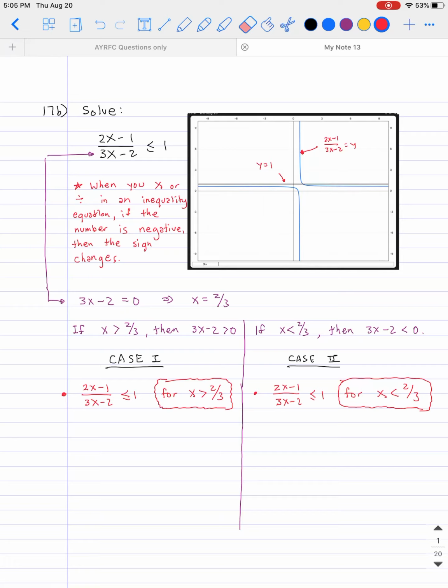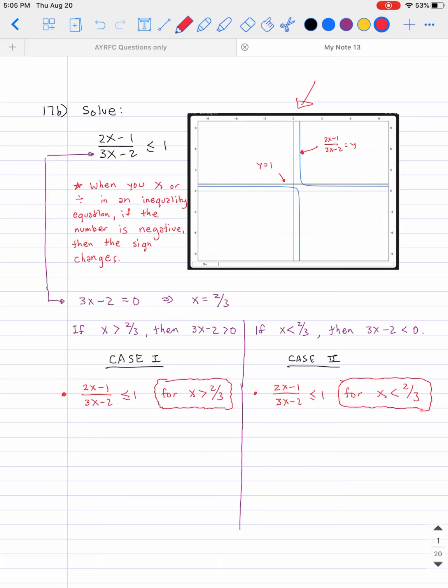As the problem itself says, I want to solve for (2x - 1) divided by (3x - 2), and I want to know for what values of x all that is going to be less than or equal to 1. Now, on the right-hand side, you can see, I don't know if you can see it, the graph of each one of those equations.